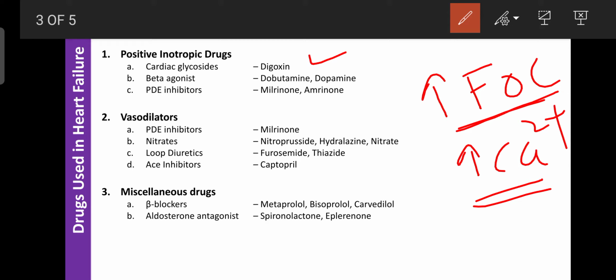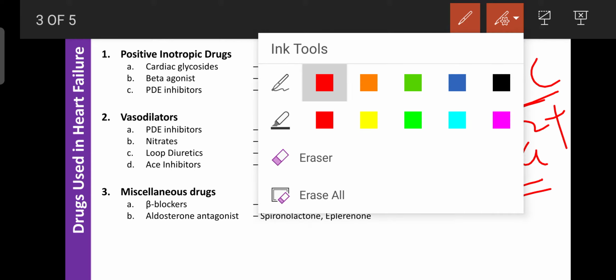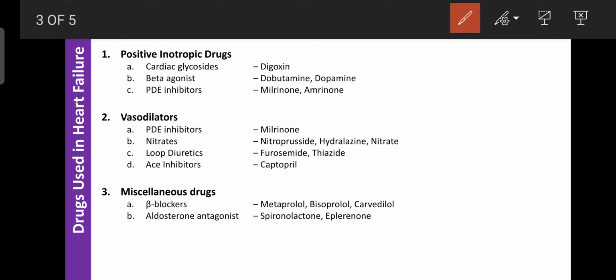And here digoxin mainly enhances the force of contraction by enhancing the accumulation of calcium. Then the second class is the beta agonists. Examples are dobutamine and dopamine. These act on beta 1, beta 2, and also on alpha receptors, but they act more on beta 1 as compared to beta 2 and alpha. Examples are dobutamine and dopamine.